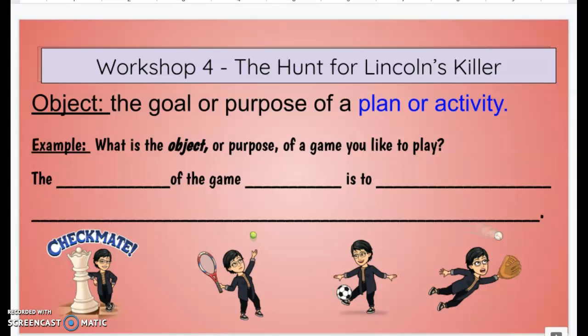So go ahead and fill in that definition. The goal or purpose of a plan or activity. Now in this example, you're going to fill in the sentence, what is the object or purpose of a game you like to play? So the object of the game blank, and you'll fill in your choice, is to do what? What is the object or the purpose?